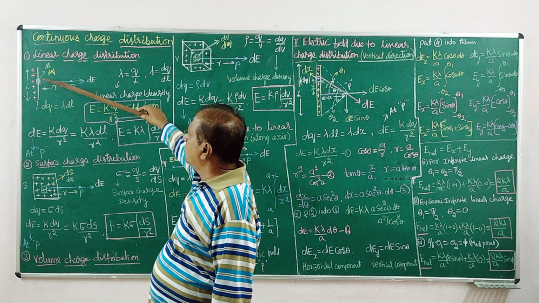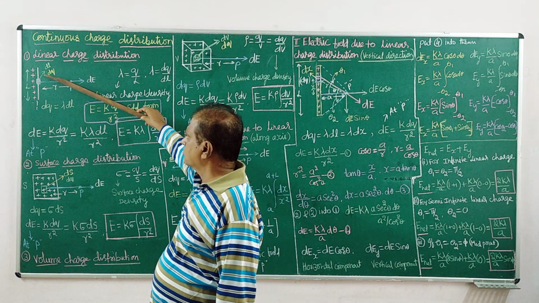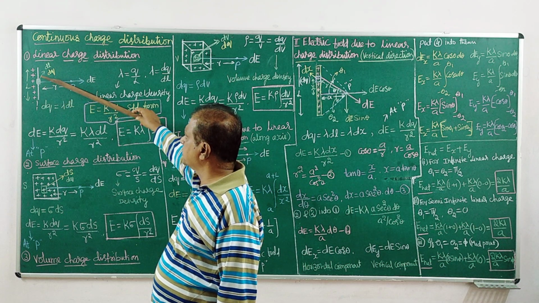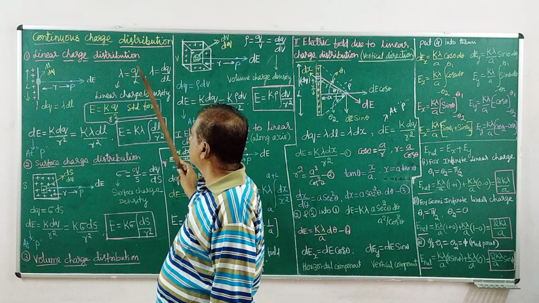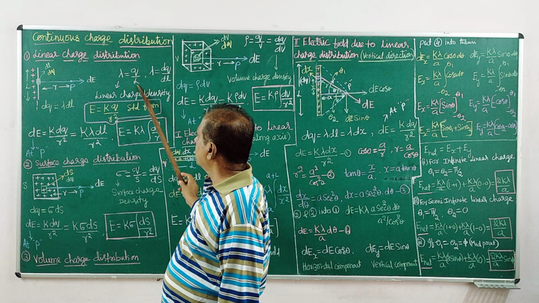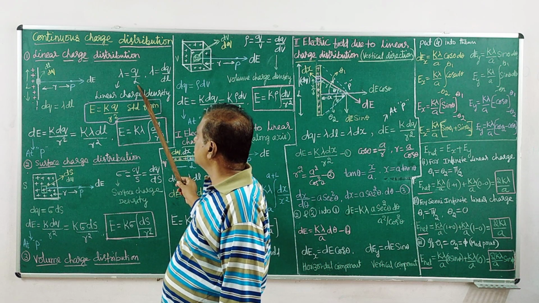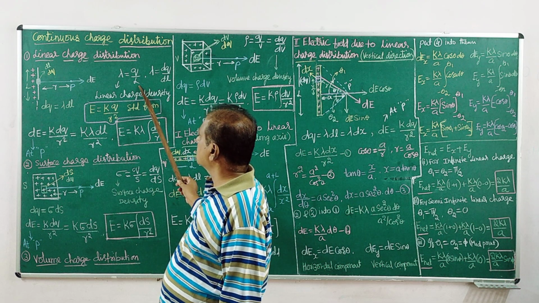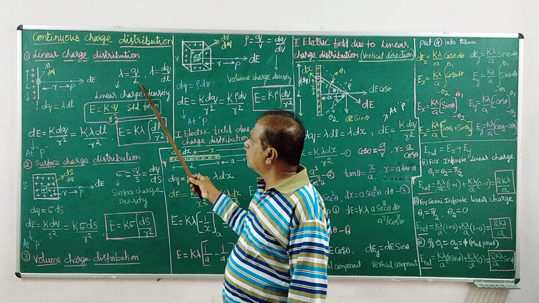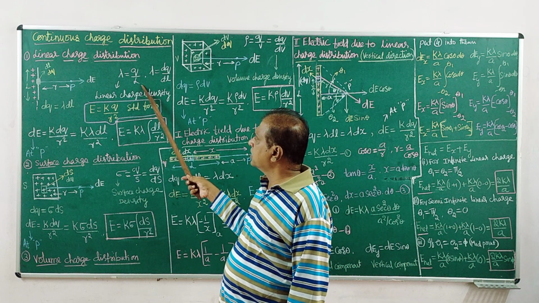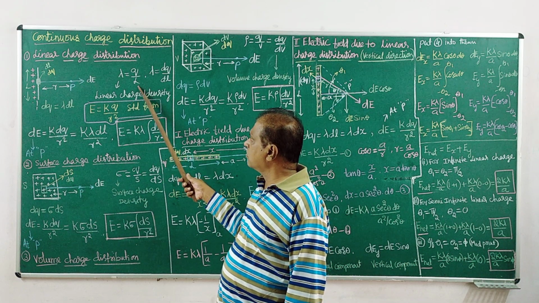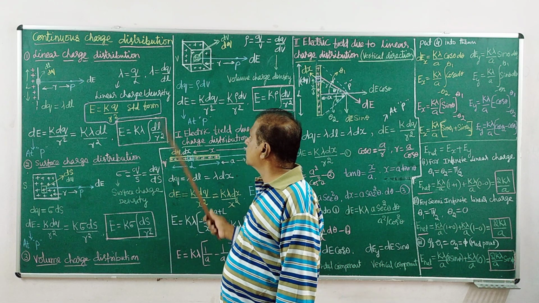The total number of charges distributed in that region, divided by the area, or what is that? The region or the area. It is either in the form of length, or area like this, or volume like this.